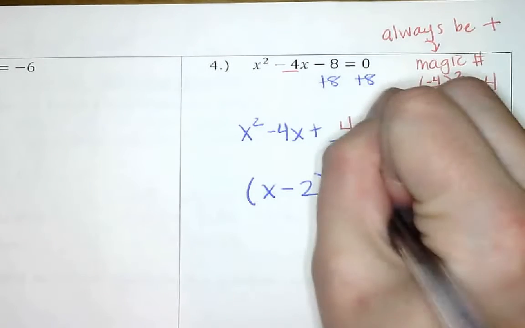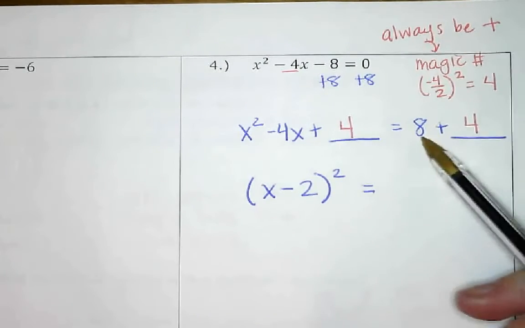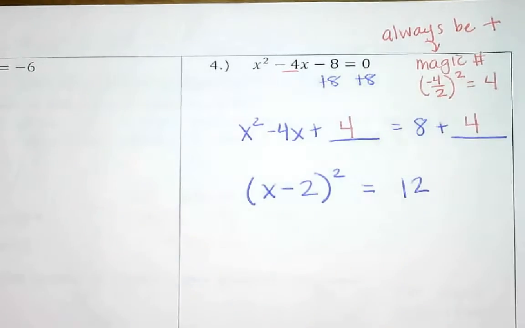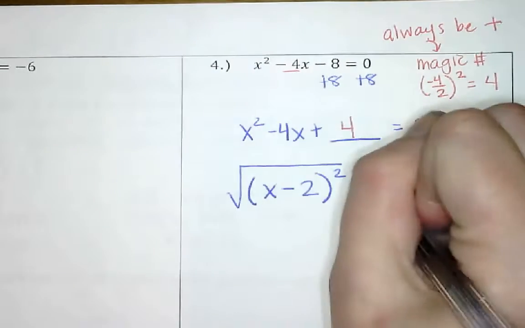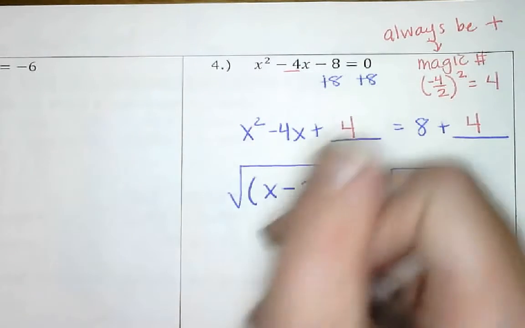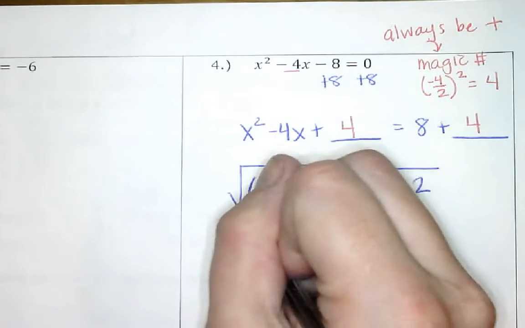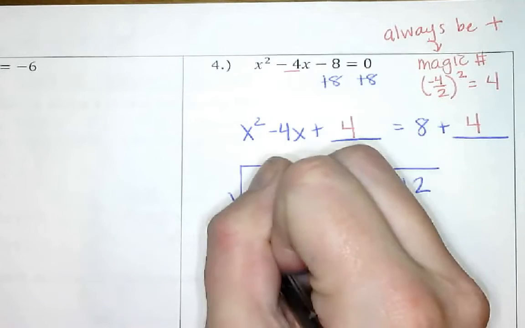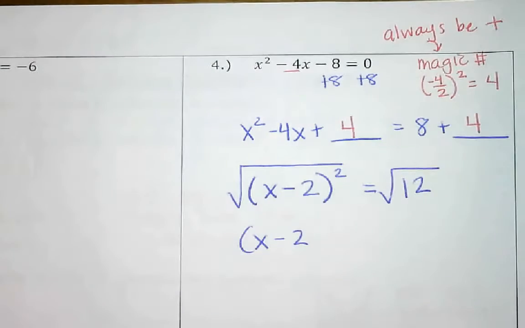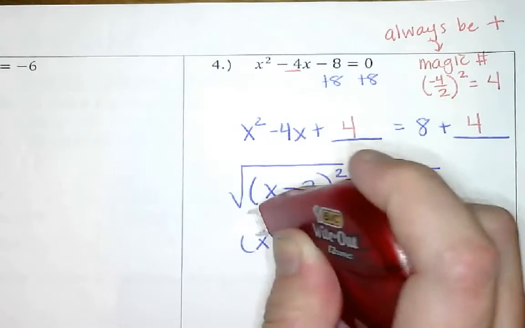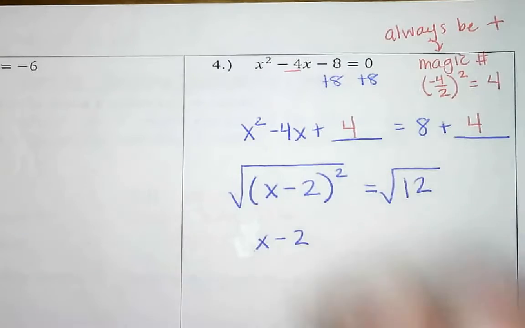All right? So now we got to take the square root of both sides. So that gives us x minus 2. Oh, I guess I don't need the parentheses. Sorry. What am I doing? That gives us x minus 2 is equal to plus or minus the square root of 12.